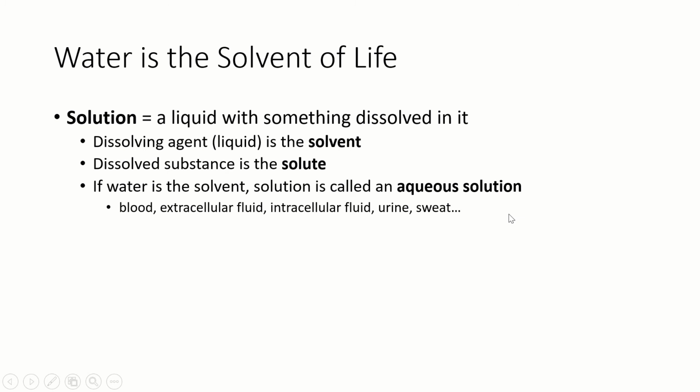Water is super important because all life depends on water. All life evolved in the primordial soup that covered the earth before life evolved. And so water is the basis of all life on earth. Now, water is the solvent, meaning the thing in which things are dissolved. So a solution is any liquid with something dissolved in it. The dissolving agent, the liquid, is called the solvent, and the thing dissolved in it is called the solute.